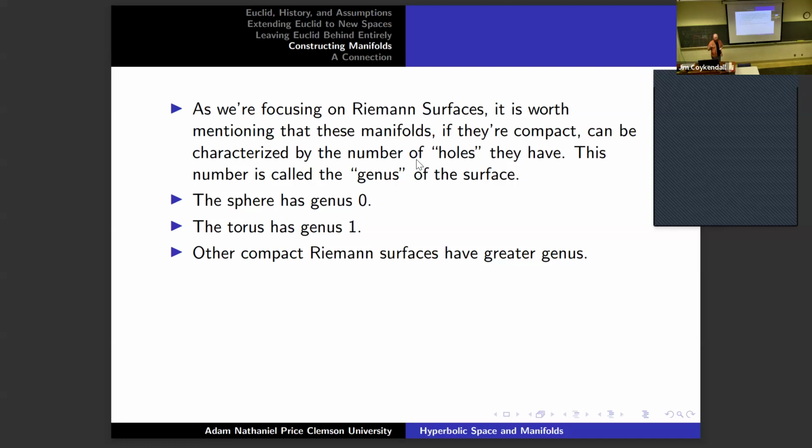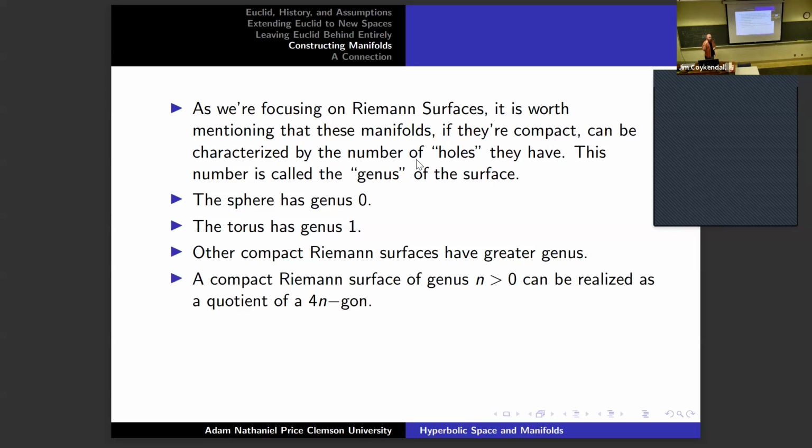And this is the thing that we were talking about before. A 2-hole torus has genus 2, and a three-hole torus has genus 3. Showing that it has genus three is a little bit ahead of us. Now, in general, a compact Riemann surface of genus greater than 0 can be realized as a quotient of a polygon.